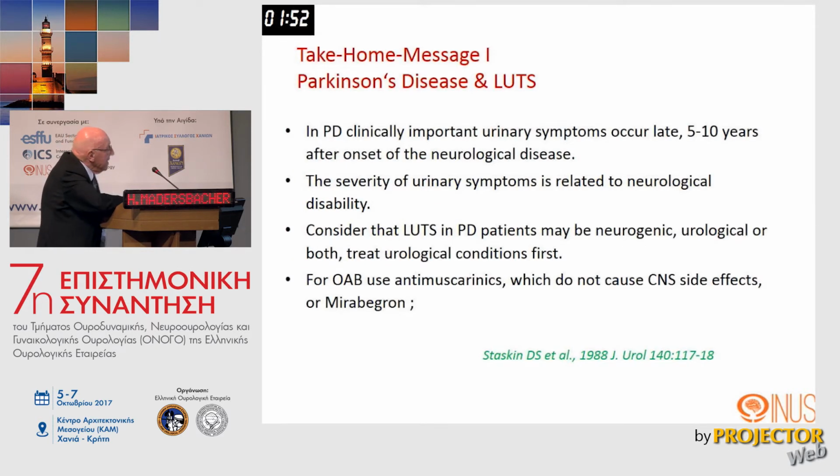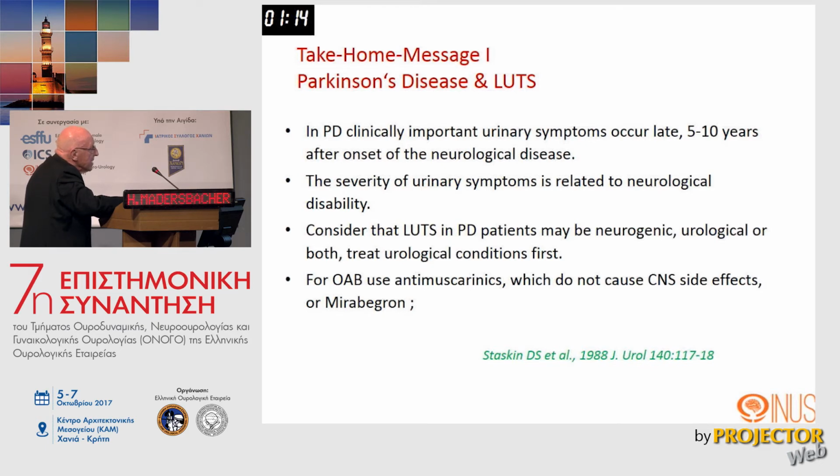And my take-home message is, in PD, clinically important urinary symptoms occur late, 5 to 10 years after onset of neurological disease. Also, mild symptoms are present initially, but they are mostly not clinically relevant. The severity of urinary symptoms is related to neurological disability. Consider that LUTS in PD patients may be, and that is important, neurogenic, but they can also be urological or a combination of both. So we have to consider very seriously what we are going to do, especially when it comes to operation for TURP, for instance.